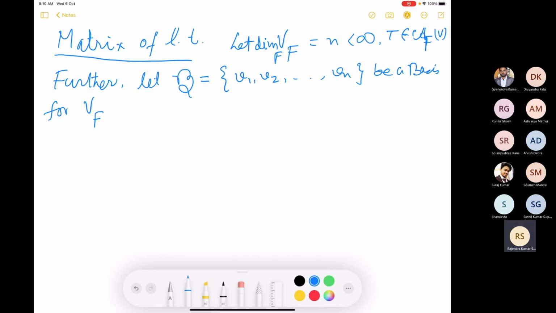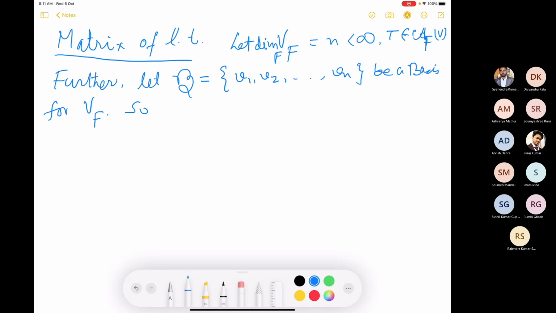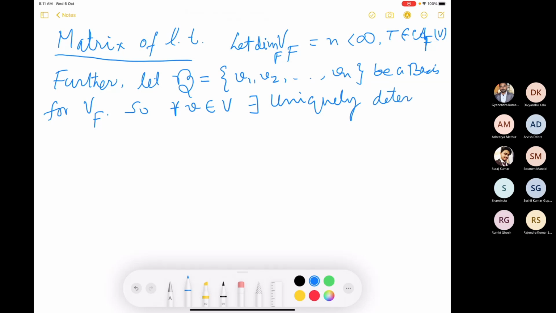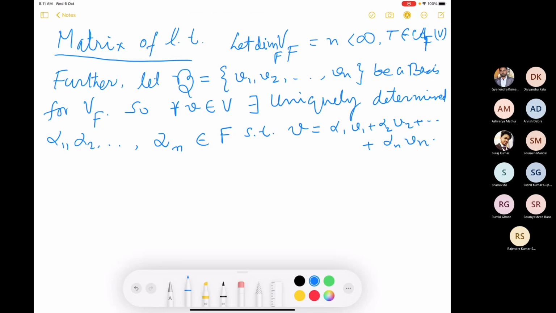Now, let us observe that every vector v in V is a linear combination of the basis vectors. So, for every v in V, there exist uniquely determined scalars alpha 1, alpha 2, let us say alpha n in F, such that v is a linear combination: alpha 1 V1 plus alpha 2 V2 and so on, alpha n Vn, because V1, V2, Vn is a basis.